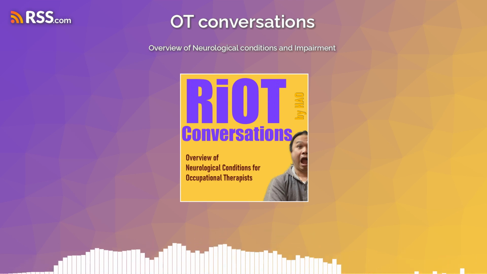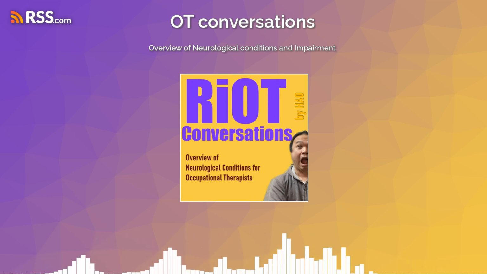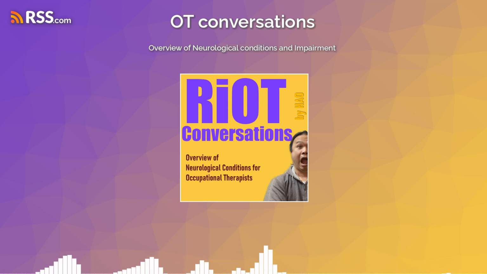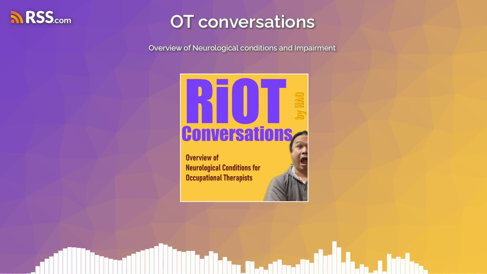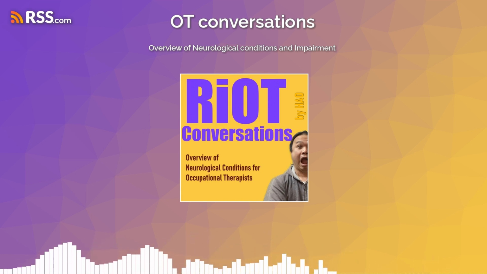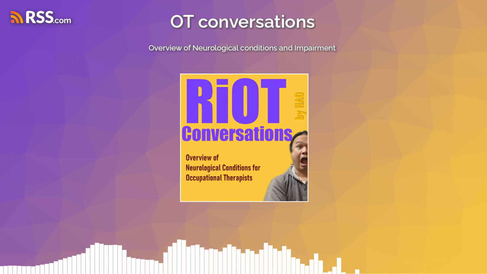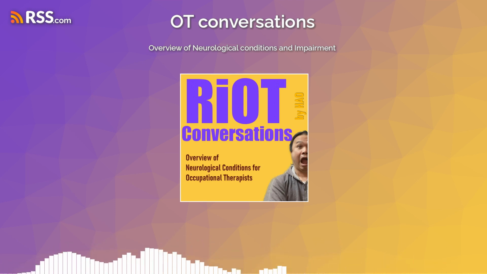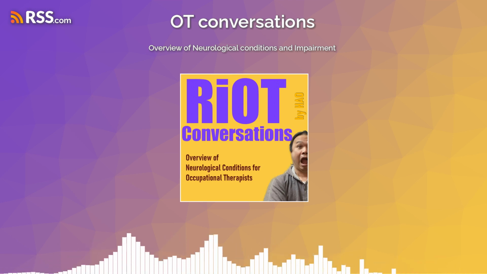So there you go, guys. That is our overview on some neurological conditions and neurological impairment. And I hope you get familiar with the terminologies and some of the conditions and how we can identify some problems with neurological impairment. I hope you learned a little something.